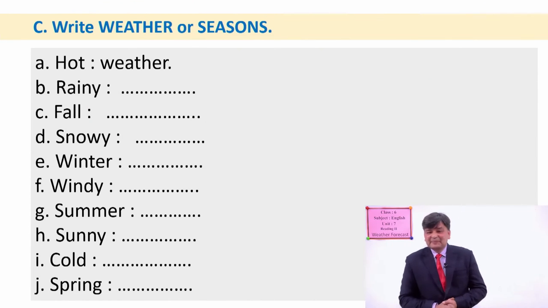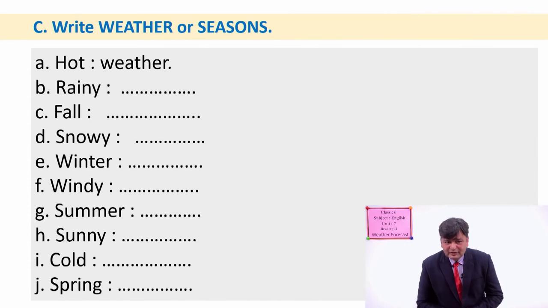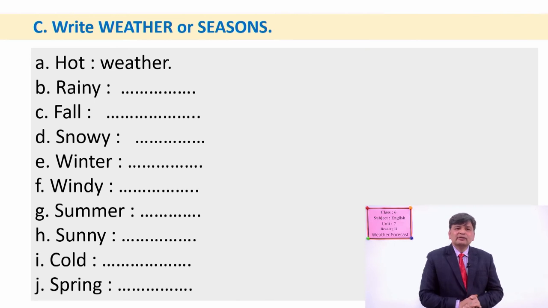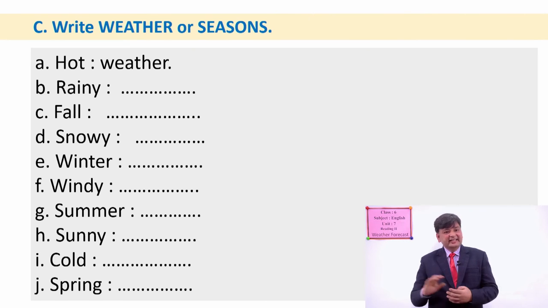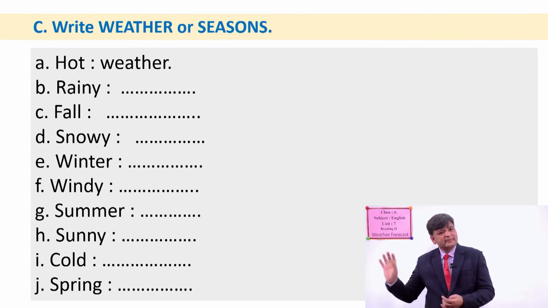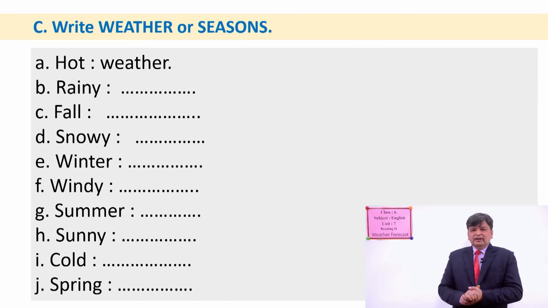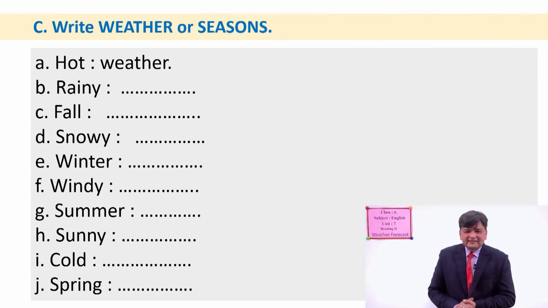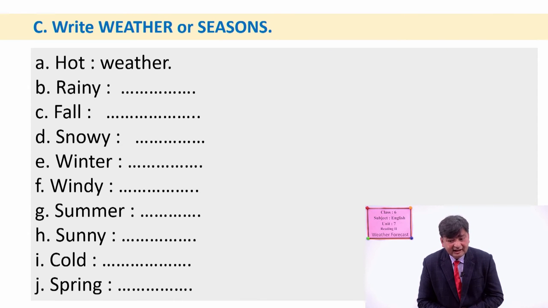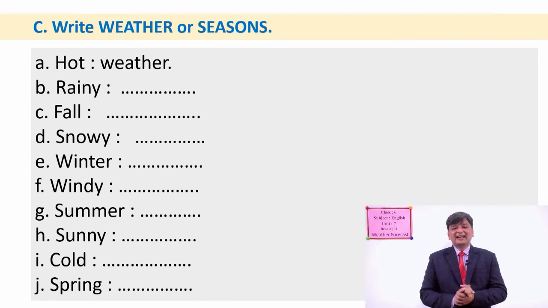Okay. Let's have a look at exercise number C. So we have some nouns here and you have to find out whether these nouns are related to seasons or they are related to weather. Okay? So how many seasons do we have in Nepal? 6 seasons. But do you know how many seasons there are in English?